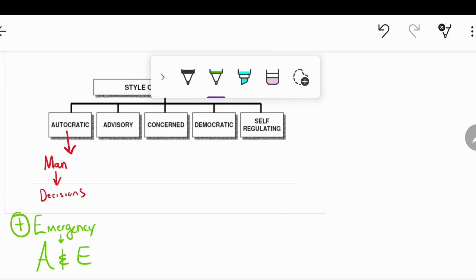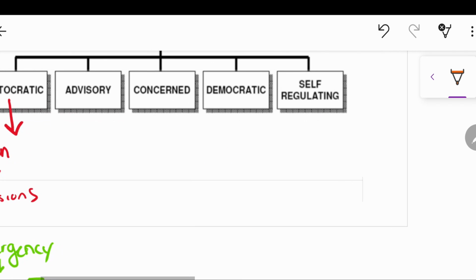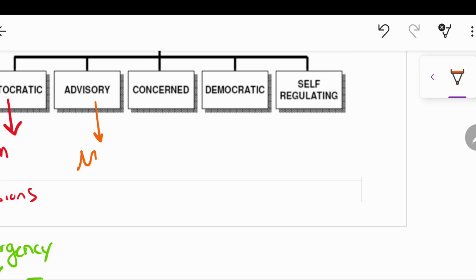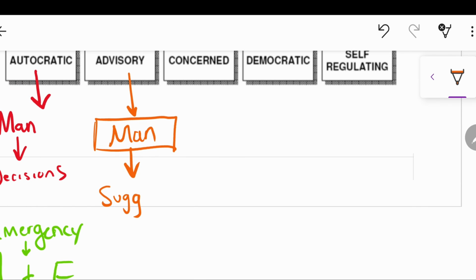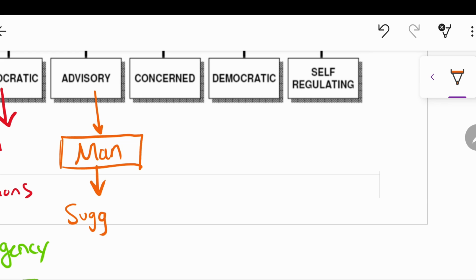And next we have advisory. So here the manager seeks out suggestions, but ultimately he makes the final decision. All right, so here the manager looks for suggestions, but ultimately the decision resides with the manager. The concerned manager or concerned management style.